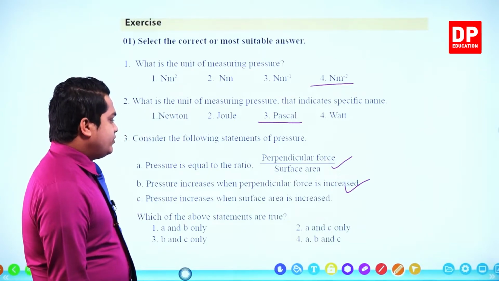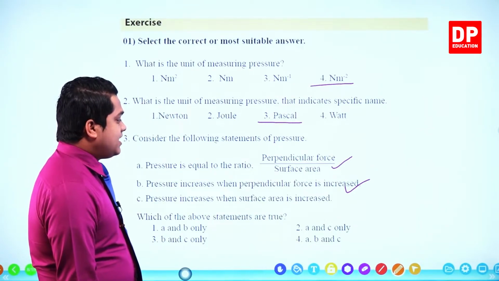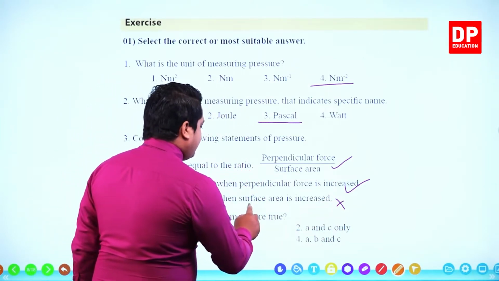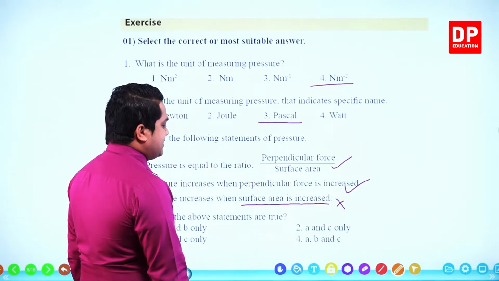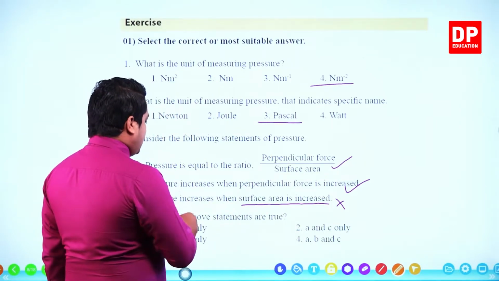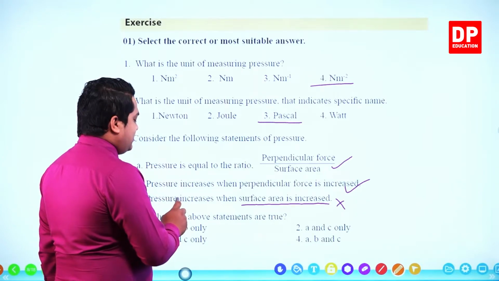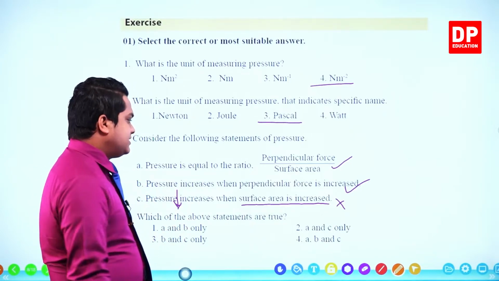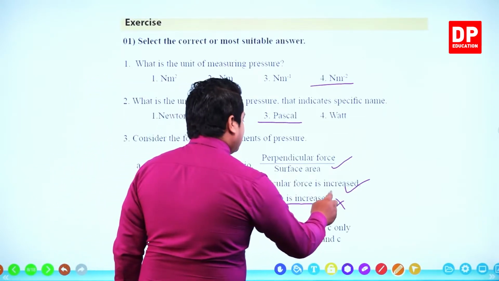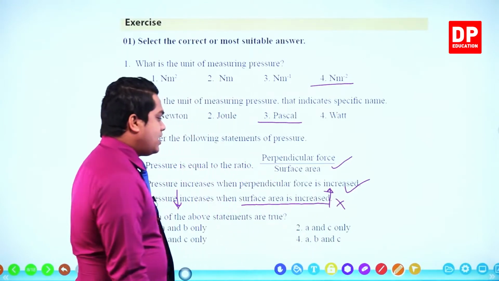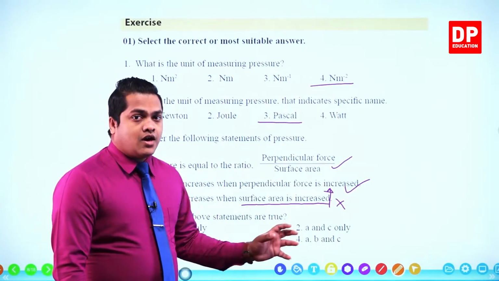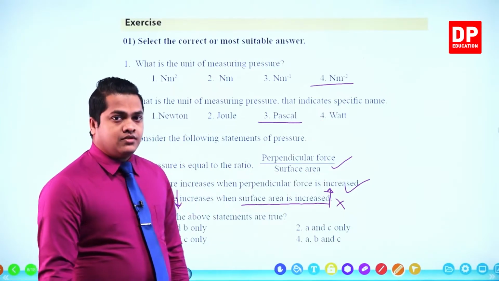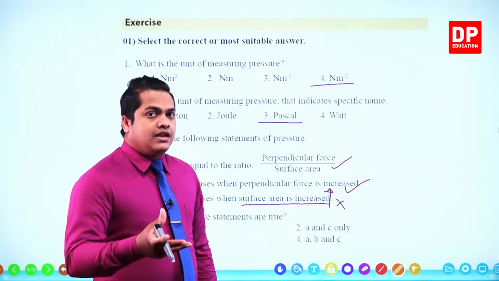Third one. Pressure increases when surface area is increased. Now my dear children, this is incorrect. Why is that? If the surface area is increased, pressure should never increase. It should decrease. The pressure decreases when increasing surface area, as these two are oppositely related. If one quantity goes up, the other goes down. That's what we mean by inverse relation.